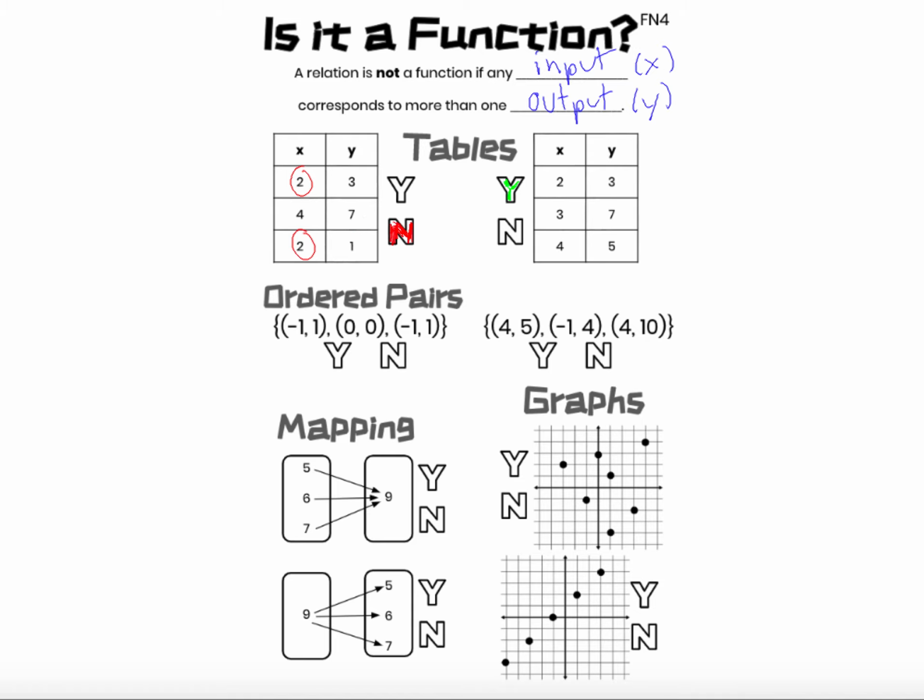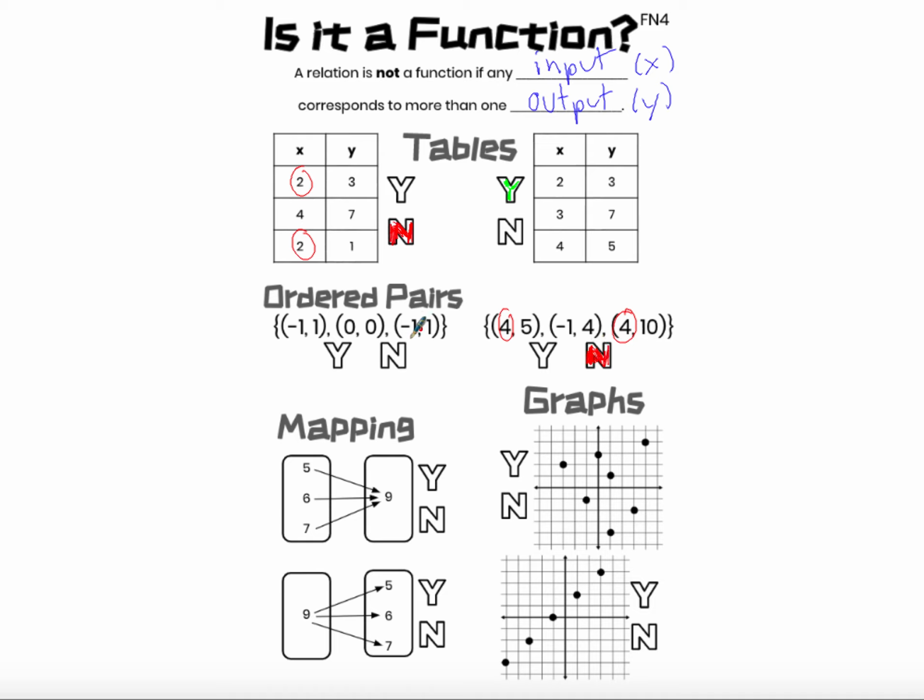Looking at the ordered pair examples, the clear not example of a function, the relationship that is not a function, is the second one. Very clearly not a function because the input of 4 has an output of 5 in that first ordered pair. The input of 4 has an output of 10 in the third ordered pair. So this is not a function because the input of 4 has more than one output. It has an output of 5 and an output of 10.